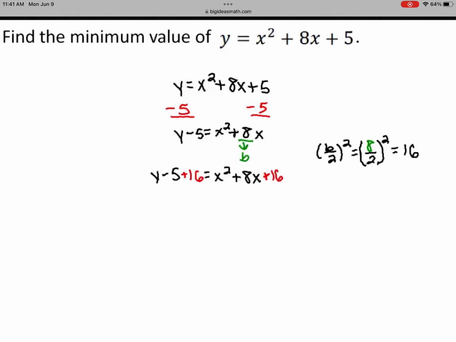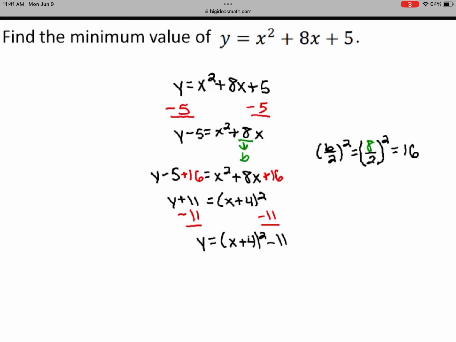Y minus 5 plus 16 simplifies to y plus 11, and x squared plus 8x plus 16 is a perfect square trinomial that factors as the quantity x plus 4 squared. Now solve for y by subtracting 11 from each side, giving you y equals the quantity x plus 4 squared minus 11.